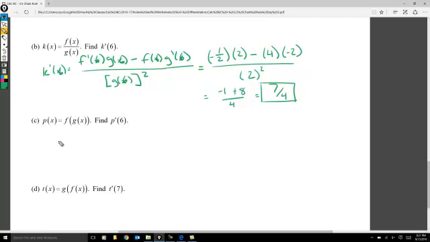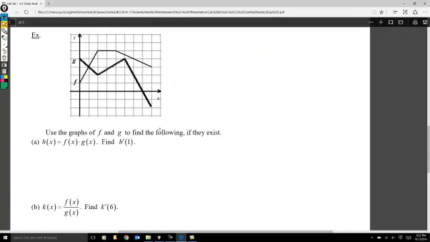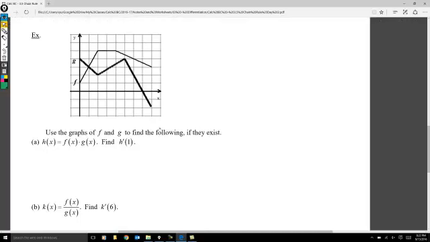So now I'm looking at the chain rule. If I want to evaluate p prime of x, it's the derivative of the outside times the derivative of the inside. I'm evaluating at 6 again, so I can use the same numbers, which is nice. I need to find f prime of g of x, and then g prime of x.